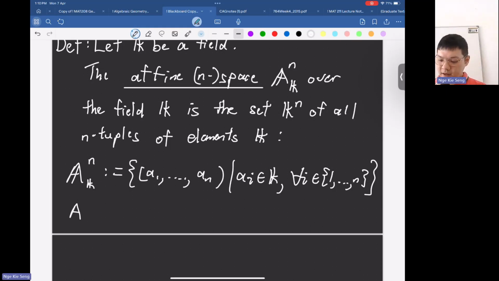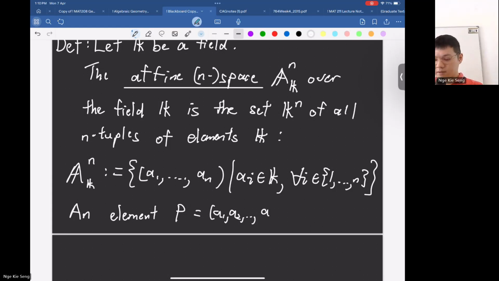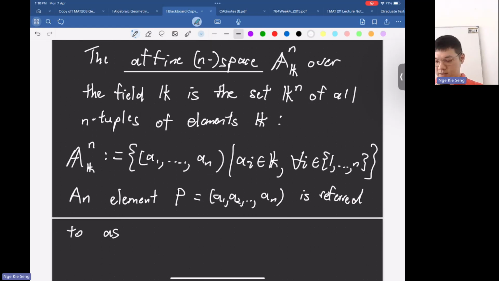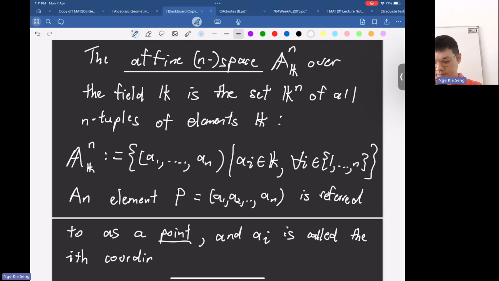And what are the elements here called? This should match your intuition. We just call them a point. For example, a point in Rn, a point in R2, R3, it's a point. And what are these ai called? Actually, these are the coordinates, the i-th coordinate of P. So this matches your Rn intuition, right? Actually, this is just replacing R with a different field.